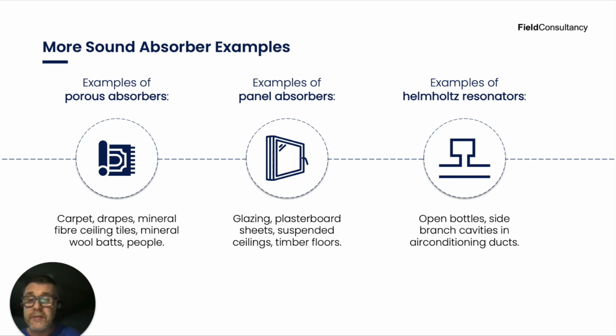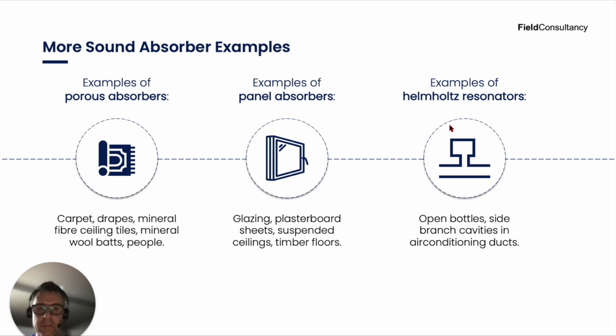More sound absorber examples. For porous absorbers, examples include carpet, drapes, mineral fibre ceiling tiles, mineral wool, and people. So the design of concert halls takes into account the audience, whether the audience chamber is completely full or whether it is only partially full. So the design of the seating within performance spaces is very important. The sound absorption coefficients of the seats are designed so there is minimal difference between the sound absorptive properties when they're occupied and when they're unoccupied, because we do not want the sound quality of the performance space to change according to how many people are in the audience.